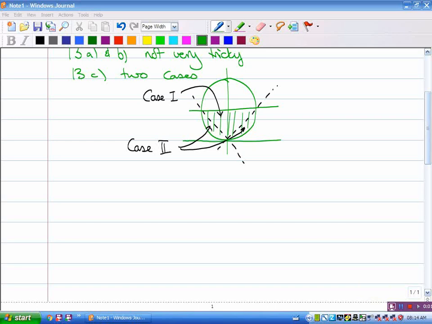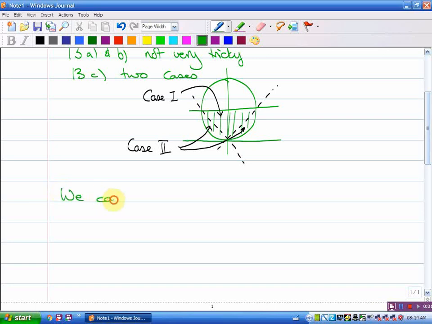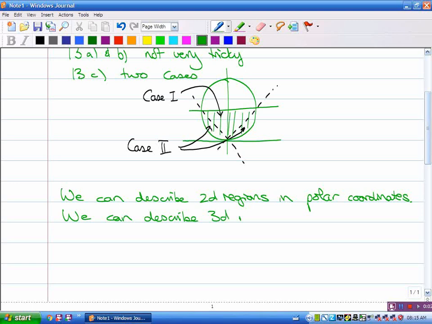Once again, we'll do a lot of this later in order to find limits of integration in the case of three-dimensional regions for triple integrals, definitely triple integrals. Okay, just a line of text. We can describe 2D regions in polar coordinates. We can describe 3D regions in cylindrical or spherical coordinates.